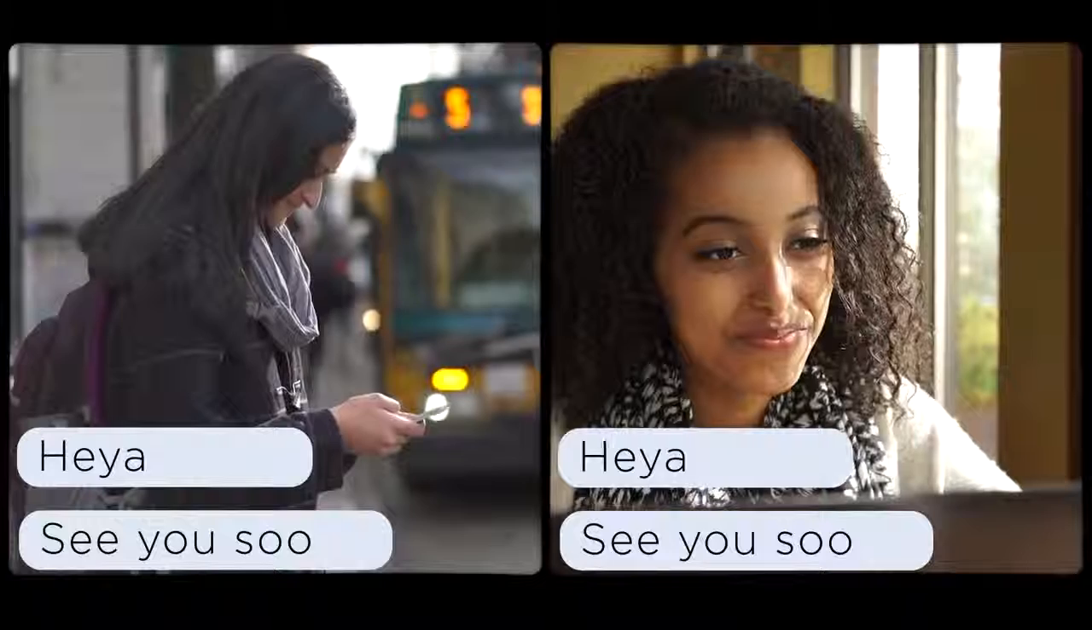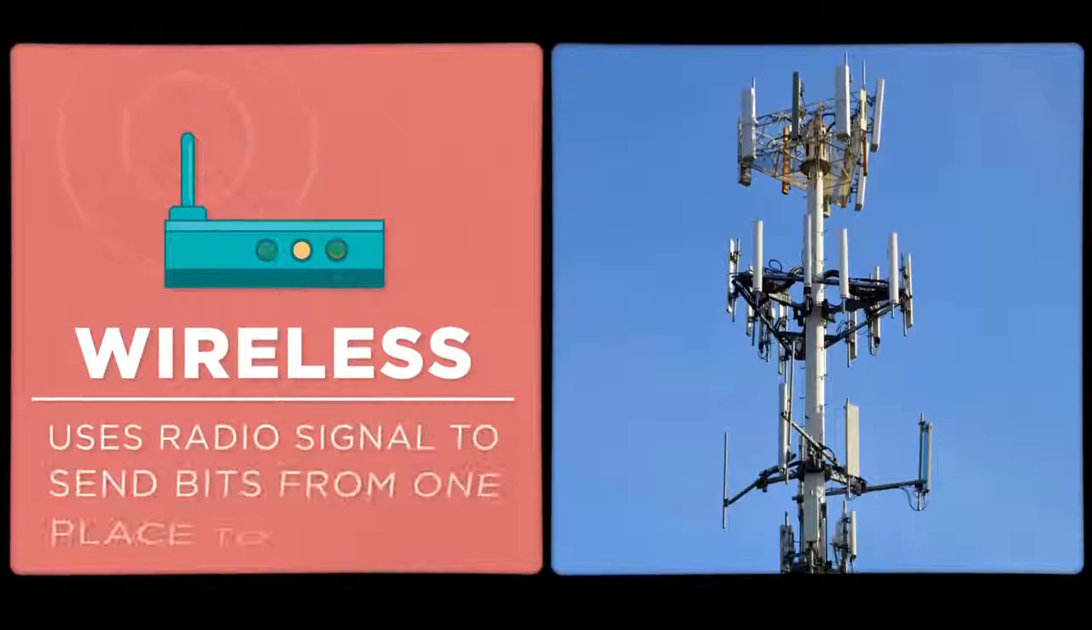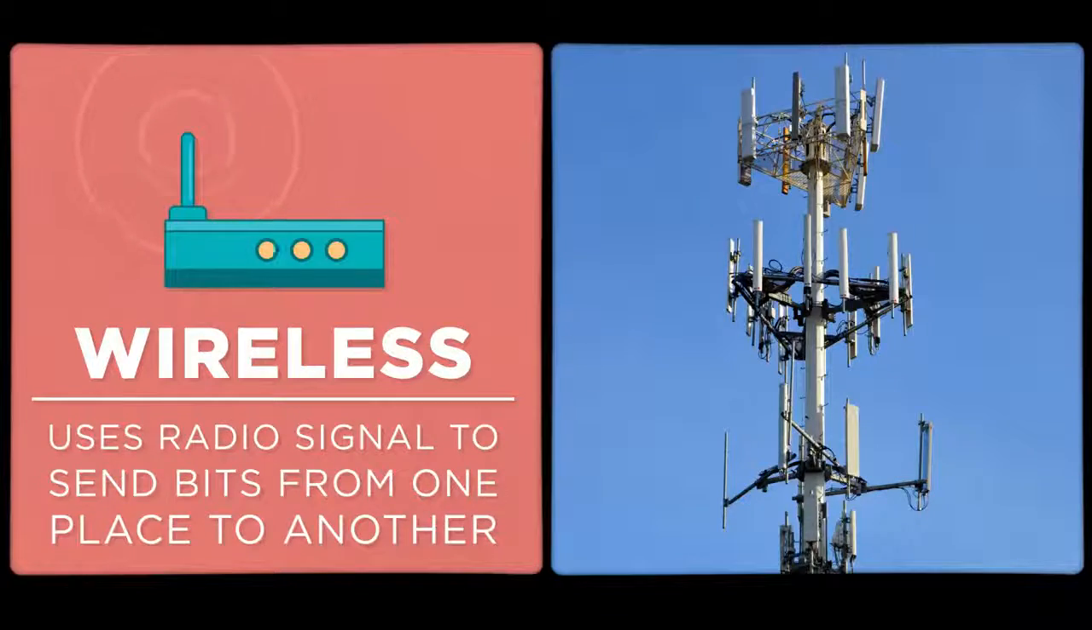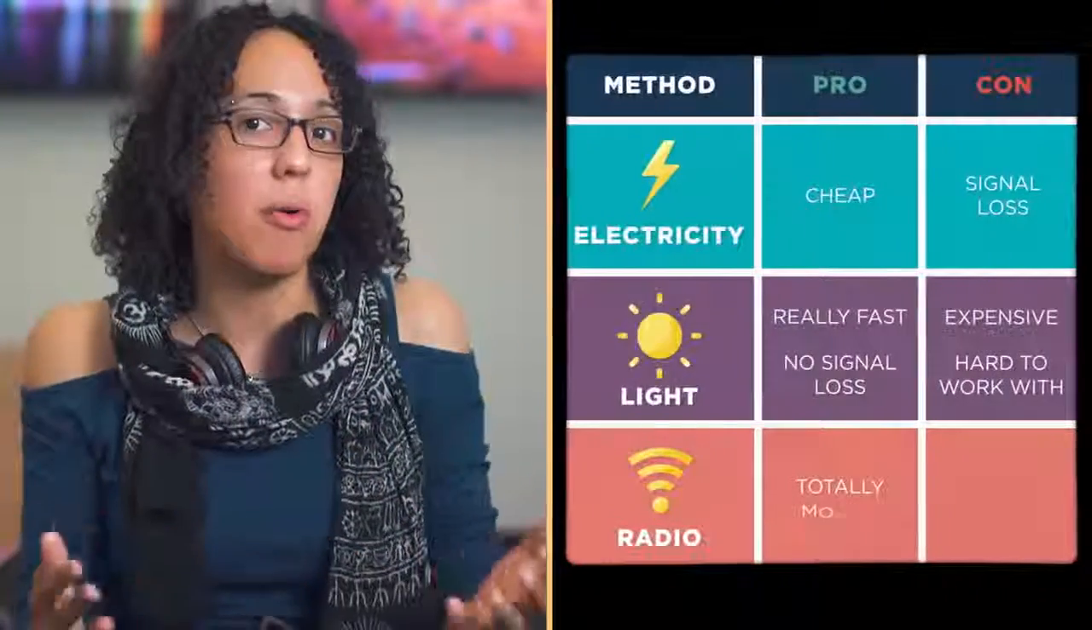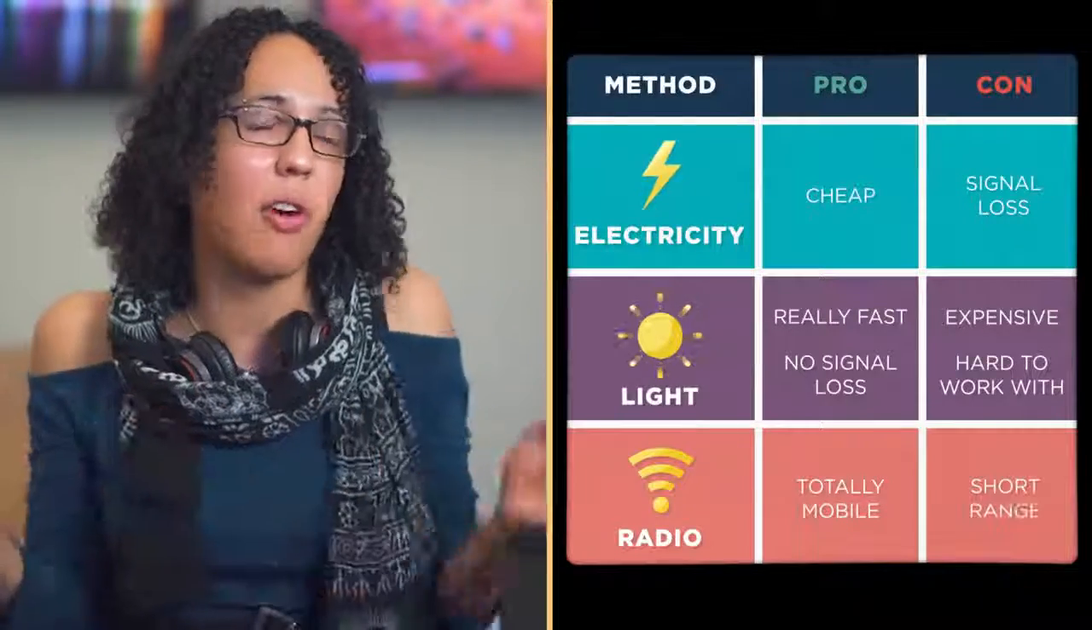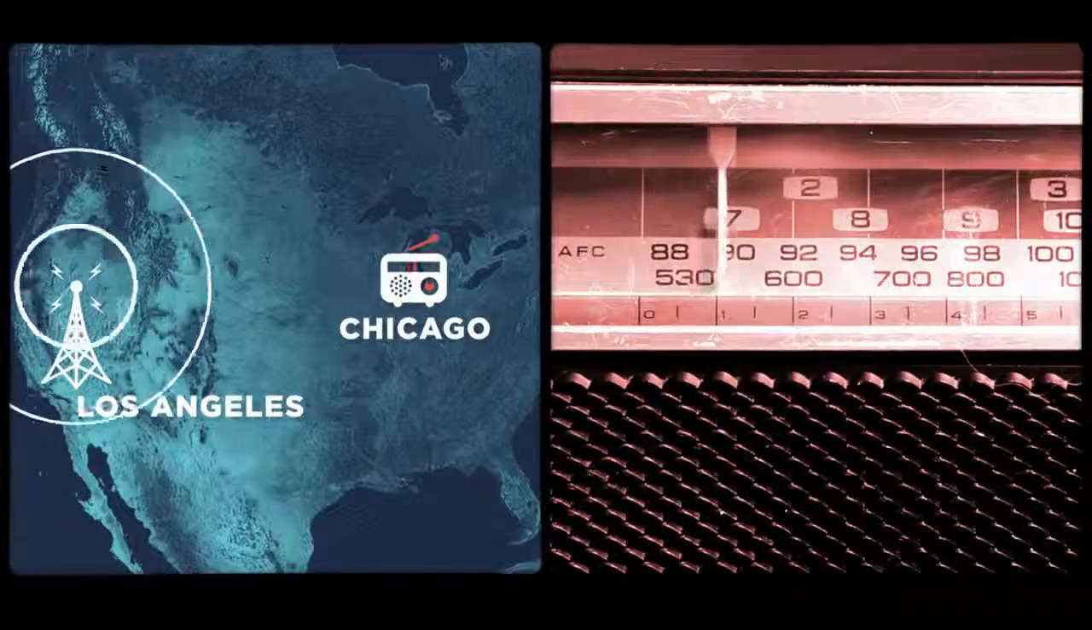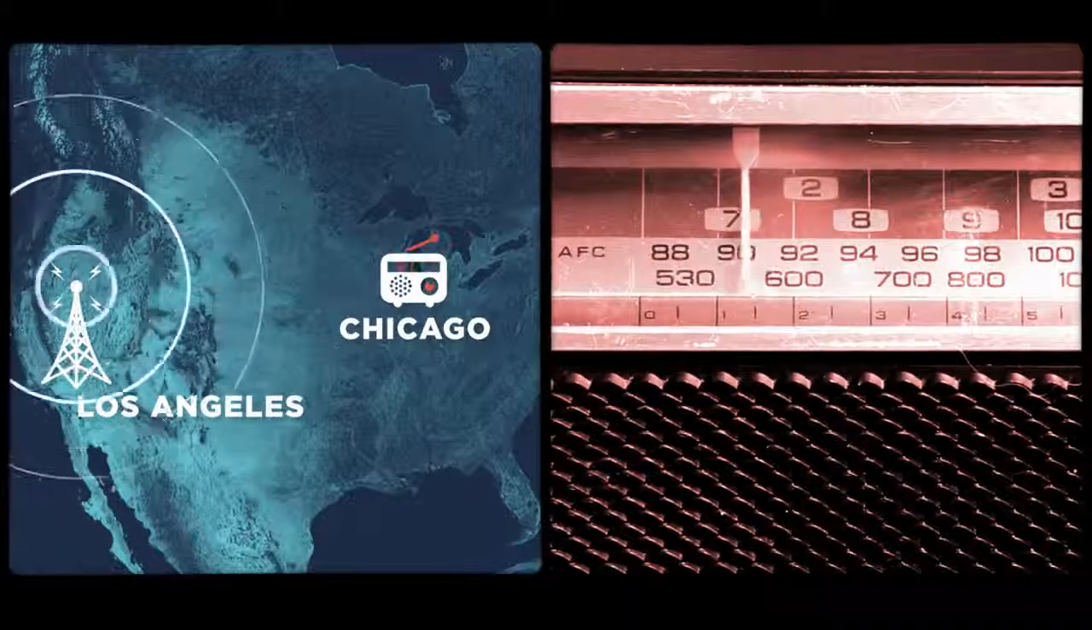But how do we move things without wires? How do we send things wirelessly? Wireless bit sending machines typically use a radio signal to send bits from one place to another. The machines have to actually translate the ones and zeros into radio waves of different frequencies. The receiving machines reverse the process and convert it back into binary on your computer. So wireless has made our internet mobile, but a radio signal doesn't travel all that far before it completely gets garbled. This is why you can't really pick up a Los Angeles radio station in Chicago.